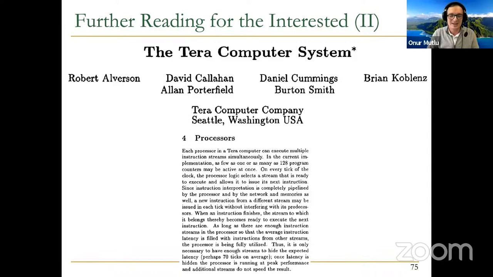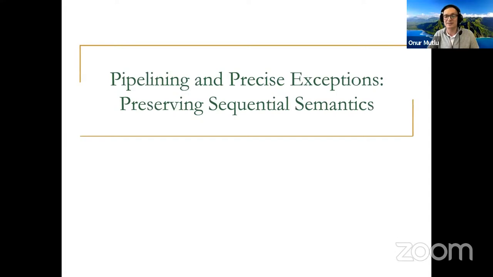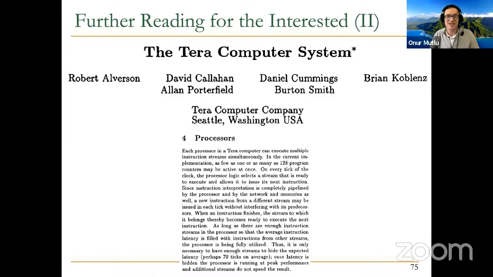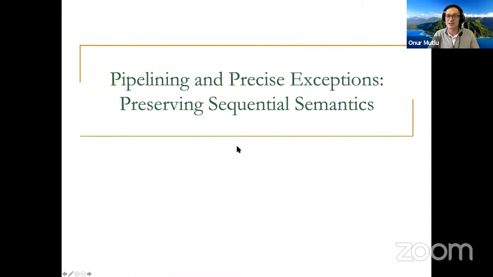Okay, so that brings me to precise exceptions in pipelining, but we don't have time to cover it. So we're going to stop it here. If there is any question, burning question, I will handle it. Otherwise, tomorrow, we will hopefully pick up from precise exceptions and then go into out-of-order execution. Any questions?